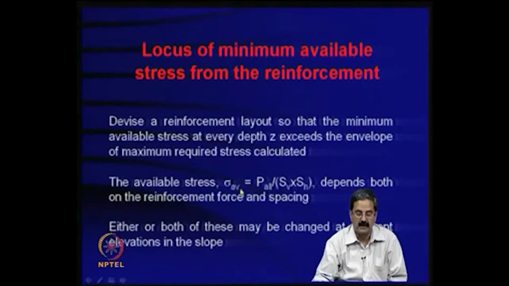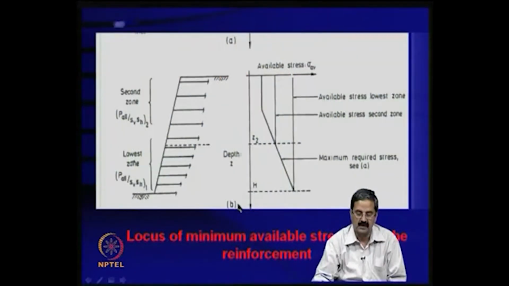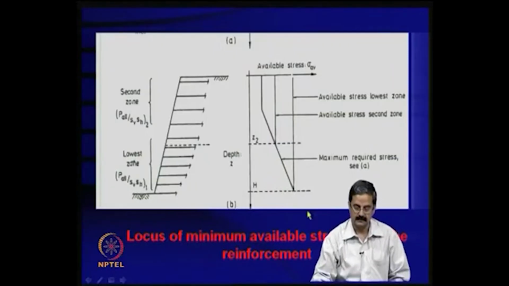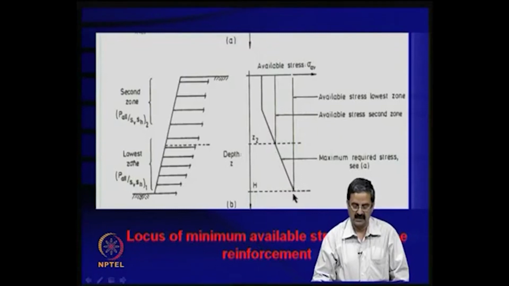The available stress should be more than the required stress, that is what we do. Suppose you take some reinforcement bar in nailing, you can always say that allowable force into SV into SH should be more than the required stress. If you are able to do that, it is fine, job is done. That is what I am trying to show here. This is the available stress in the reinforcement, okay. This is what I showed you just now.